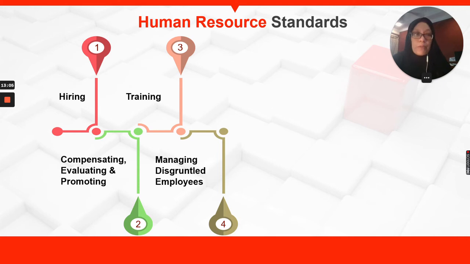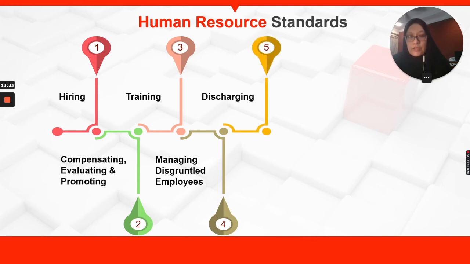For example, they can give counseling to the employees, and they can also remove the disgruntled employee from their job, because they might harm the organization and perpetrate fraud. So they must have a standard, a policy, on how they are going to manage disgruntled employees. And then number 5, discharging.